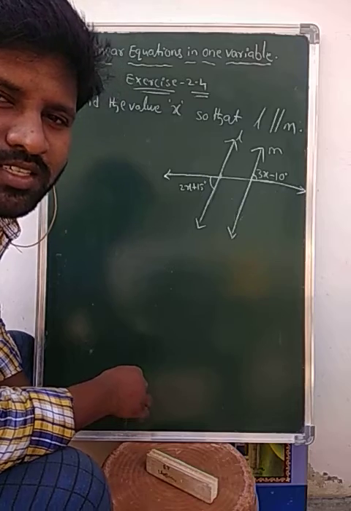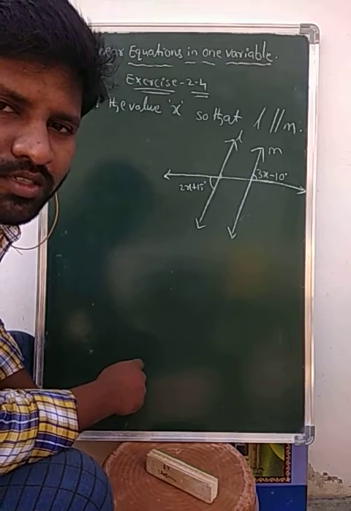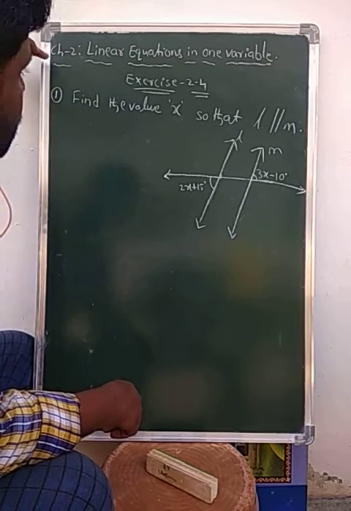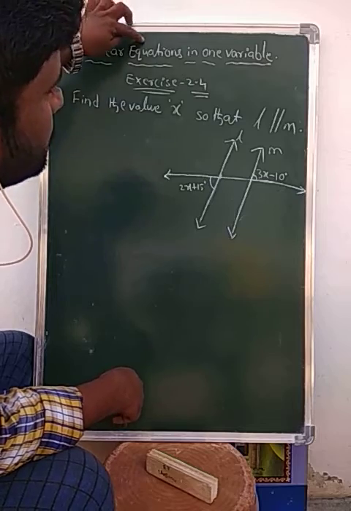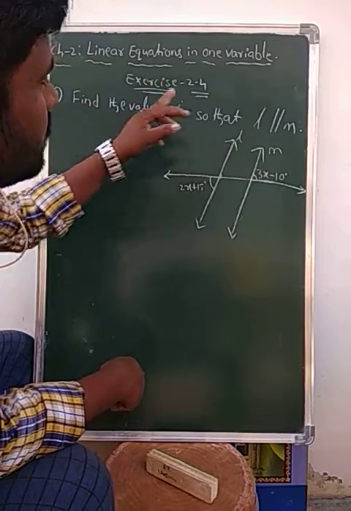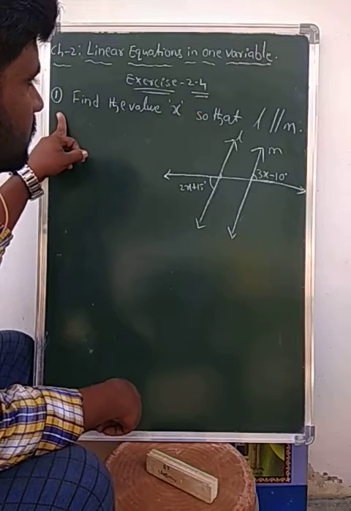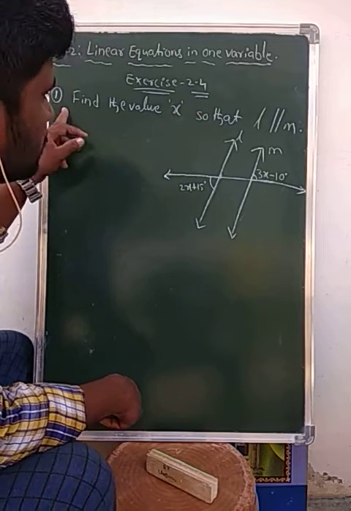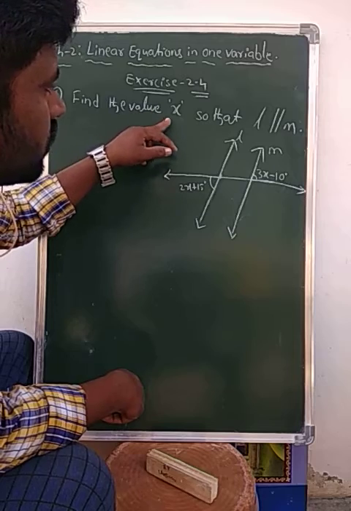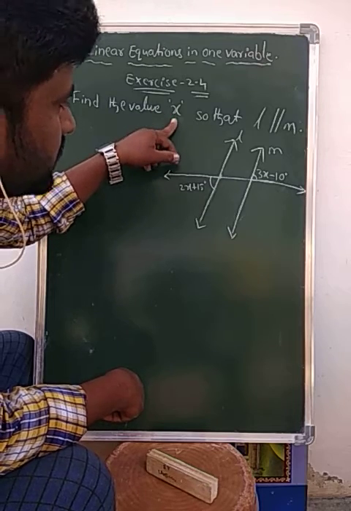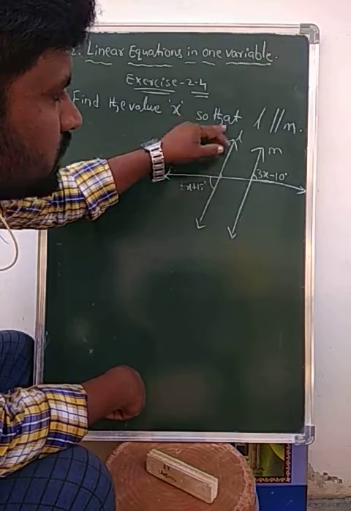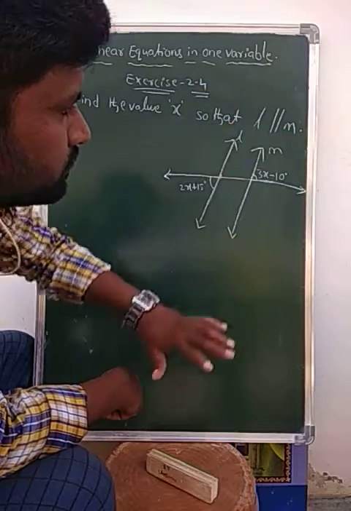Good morning, students. Today we are going to discuss chapter 2, linear equations in one variable, exercise 2.4. In the first question, the question is given: find the value of x so that L is parallel to M.